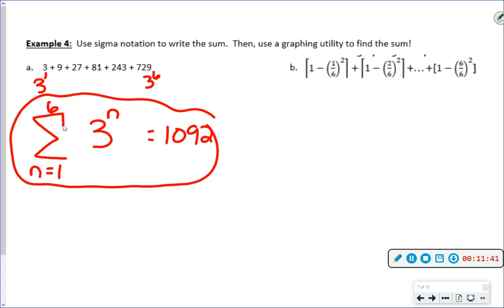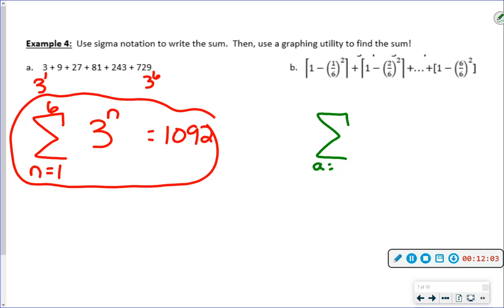Okay. Let me try to draw the sigma here. All right. I don't care what we use for a variable. I used n last time. I'm going to get fancy and use A for Avery. Or Alex. Okay.